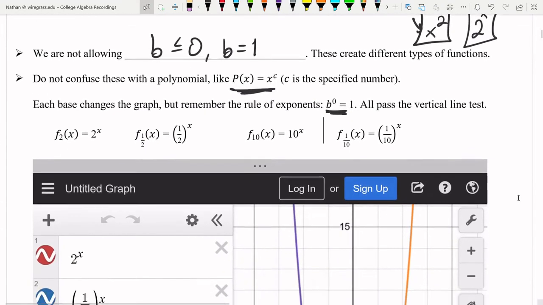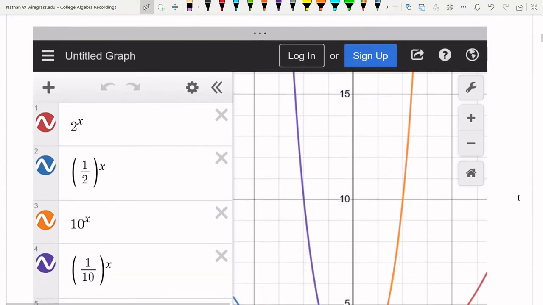And all of these things pass the vertical line test. So they are indeed functions, as I've been calling them.